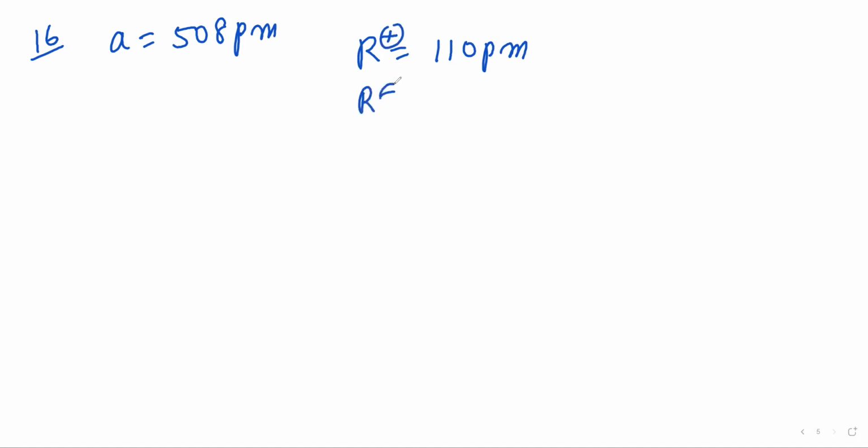Now look at question number 16. The edge length of a face-centered cubic unit cell is a equal to 508 picometer. If the radius of the cation is given, that is 110 picometer, the radius of the anion you have to find. This is the radius of the cation given, r minus you have to find. Right, it was asked in 1998.